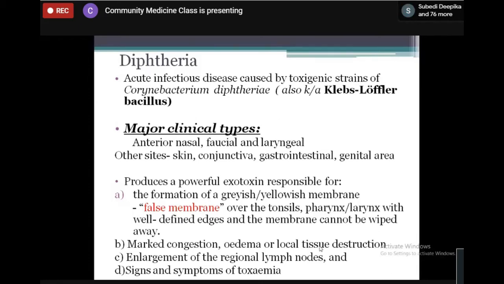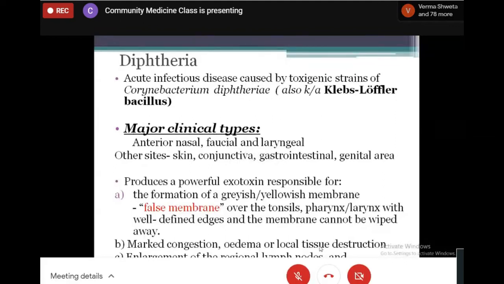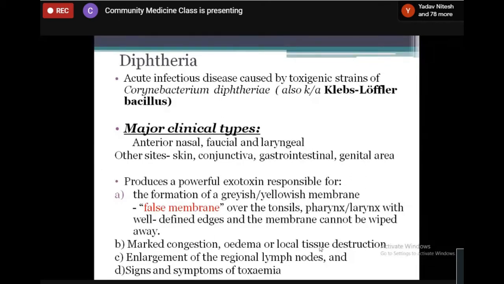And how does it affect? It is the toxic strains of Corynebacterium diphtheriae. It produces a very powerful exotoxin, which is responsible for the formation of a grayish or yellowish membrane over the tonsils. These grayish or yellowish membranes are known as false membrane. It looks like a membrane, but it's not a true membrane. It's a false membrane produced by the exotoxins of Corynebacterium diphtheriae. It is produced over the tonsils, pharynx or larynx, with well-defined edges, smooth and regular, and the membrane cannot be wiped away easily. It's a very permanent type of membrane. You can't easily scrape it off.